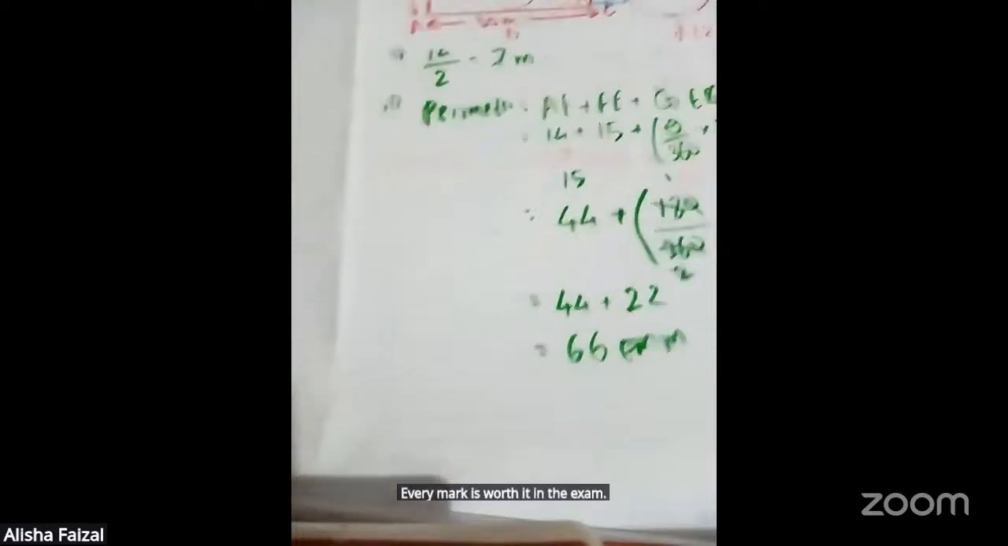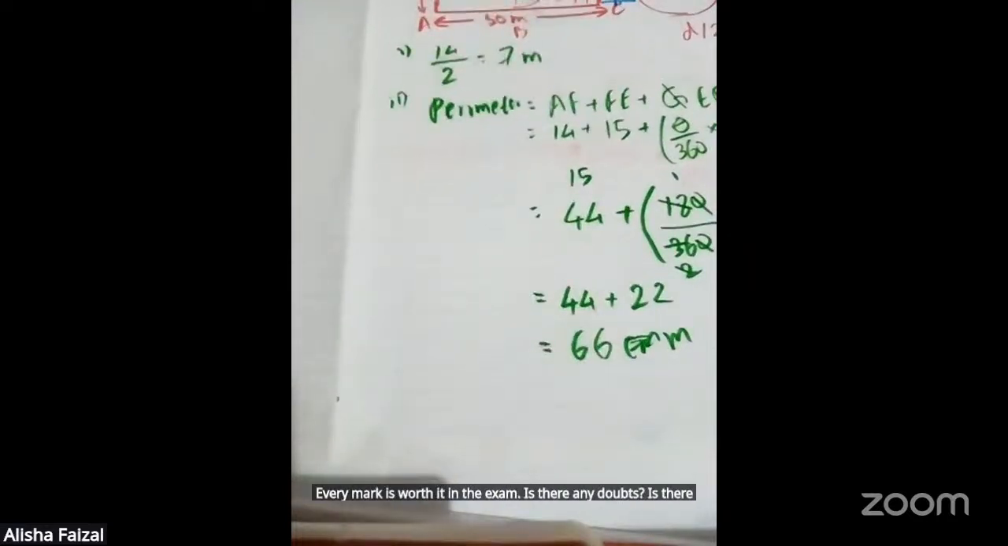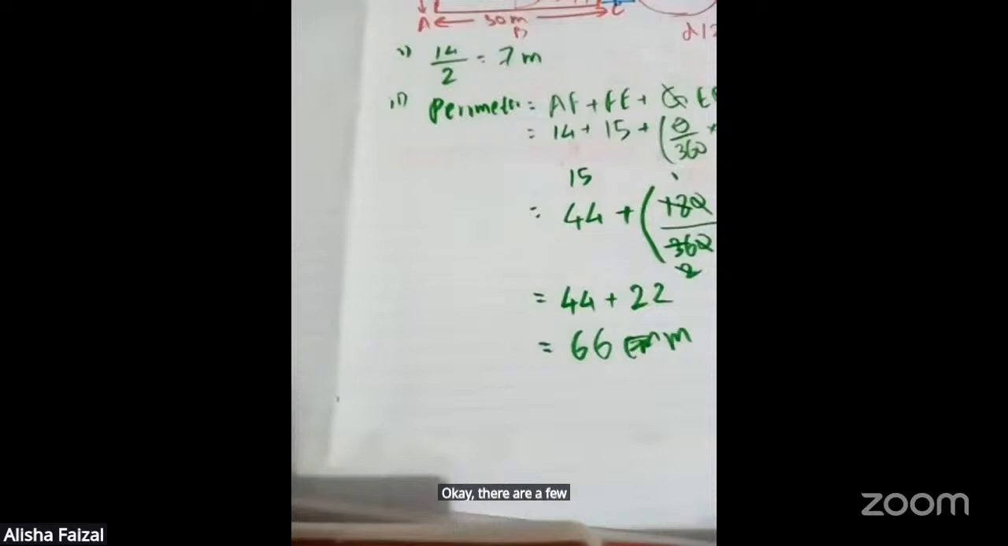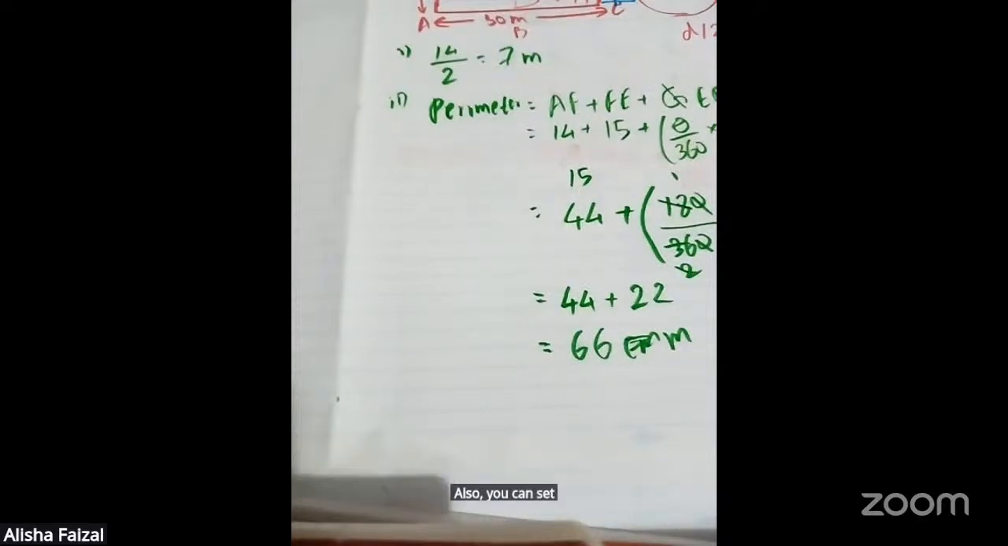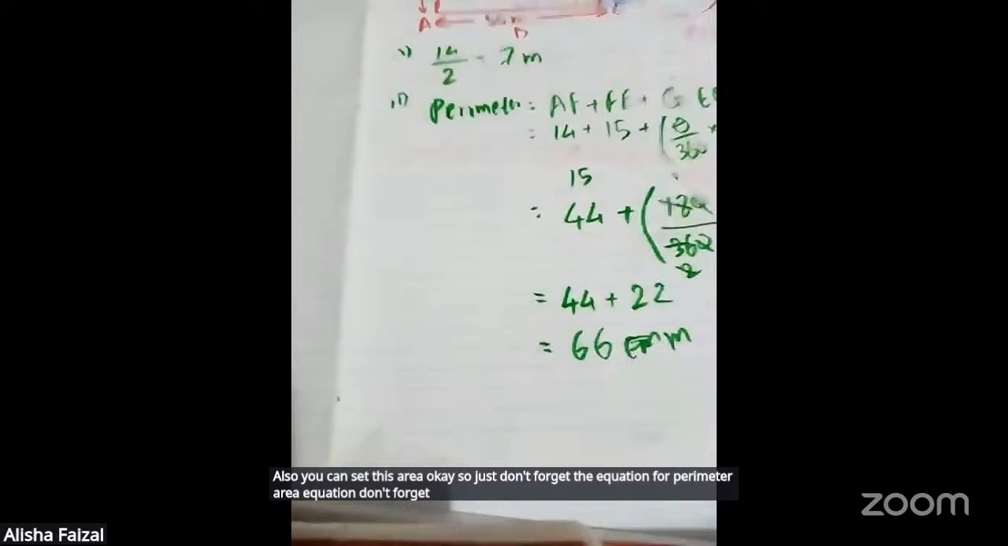Are there any doubts? Any confusion? No, ma'am. Okay. There are a few other things. Usually you get short questions from that part A. Also, you get sector's area. So just don't forget the equations for perimeter and area. Don't forget. Are there any other questions? Any doubts you have?